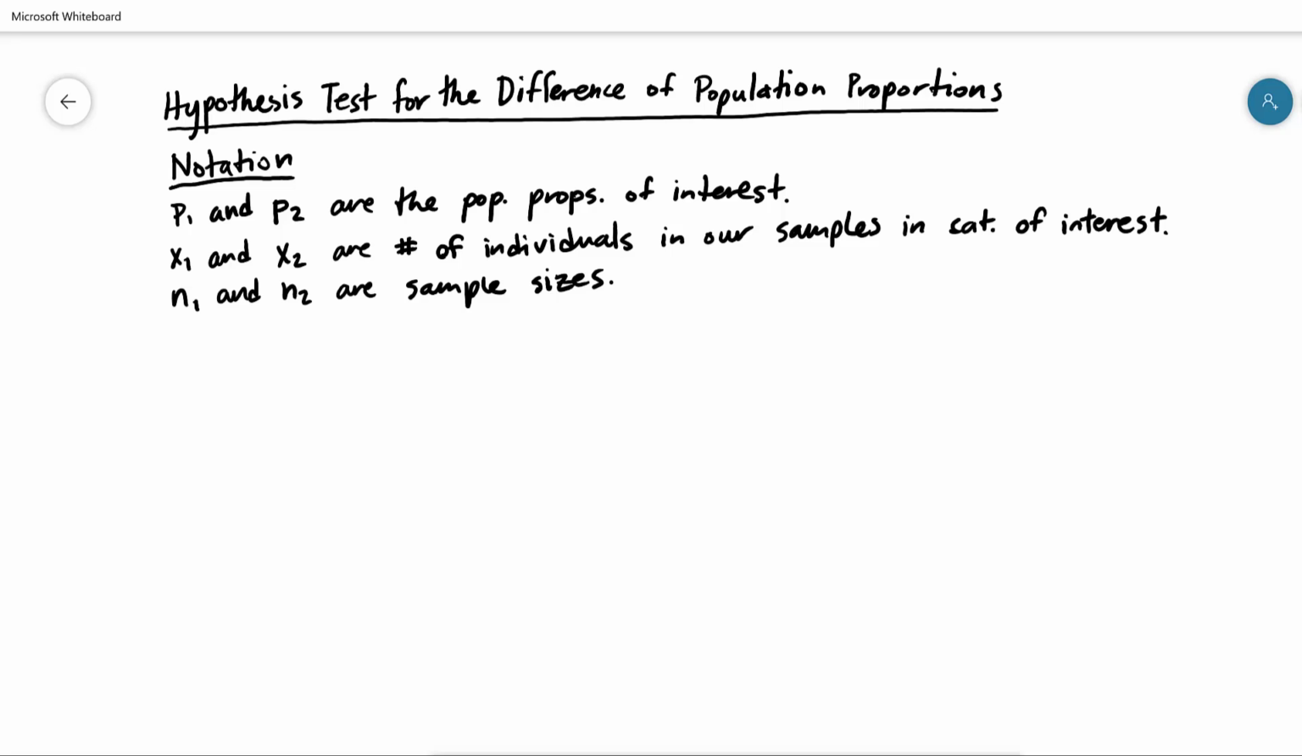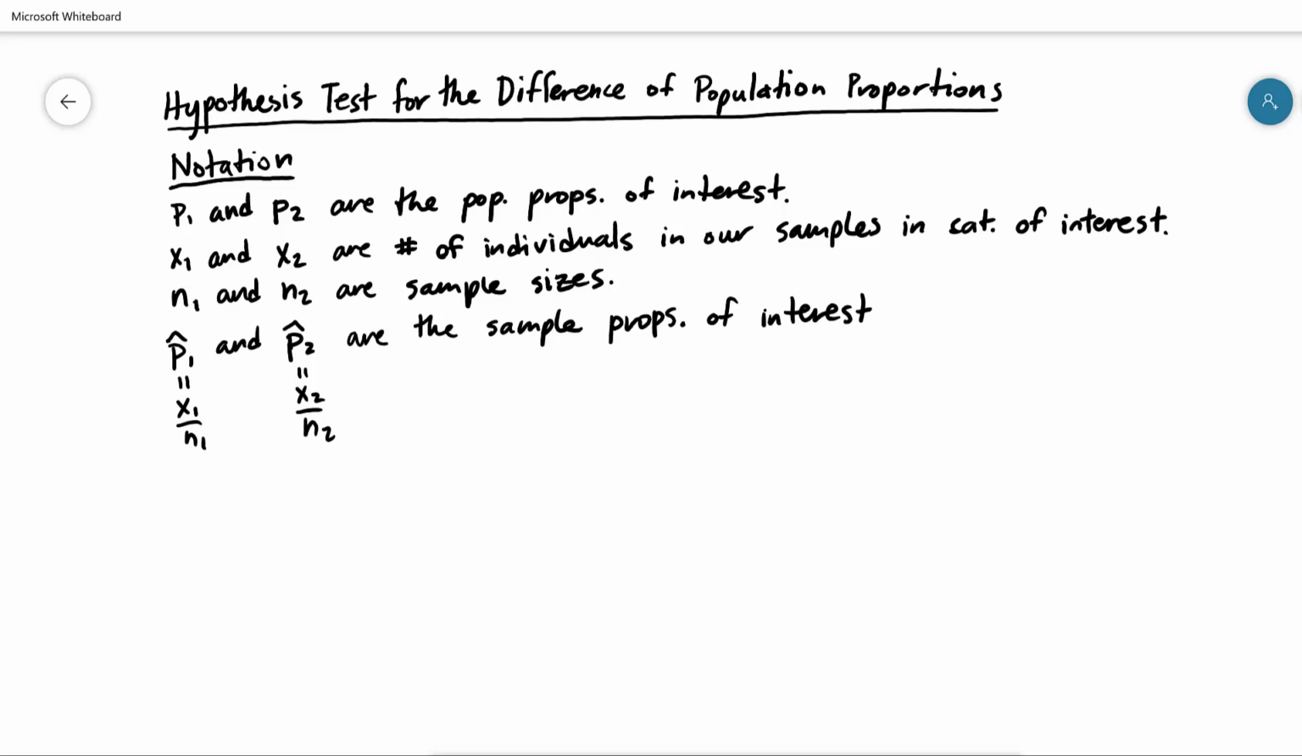And these will give us P1 hat and P2 hat, which are respectively, this one over here is going to be equal to x1 over n1, this one's going to be x2 over n2. These are the sample proportions of interest. So these are the samples that we're using to study. We're using these 2 values to study and hopefully be good estimates of these 2 values. That's kind of the idea.